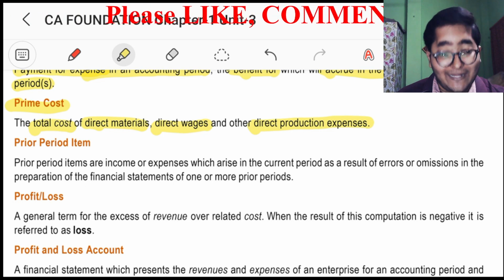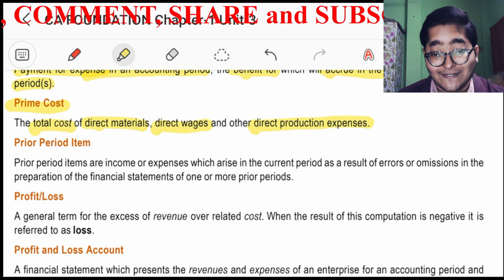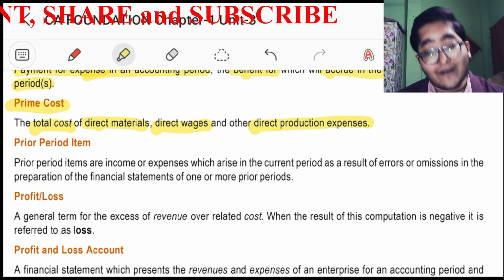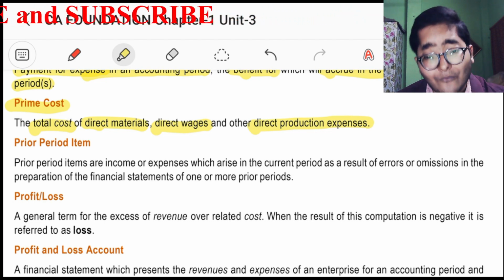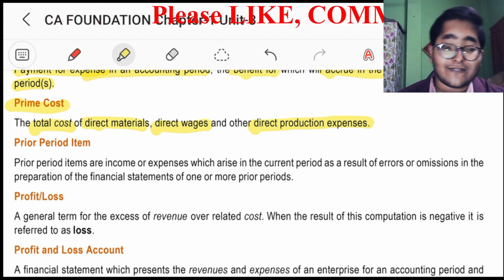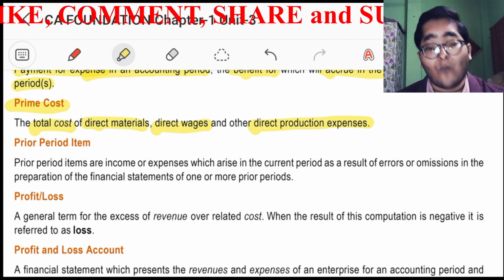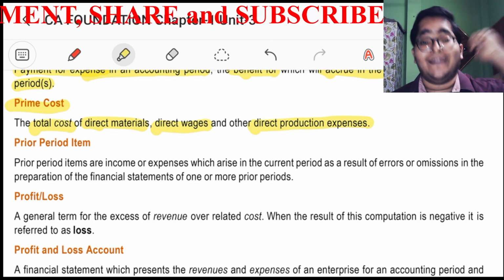Prior period items are those items, that is incomes and expenses, which arise in the current accounting period as a result of errors or omissions in the preparation of financial statements of one or more prior periods.